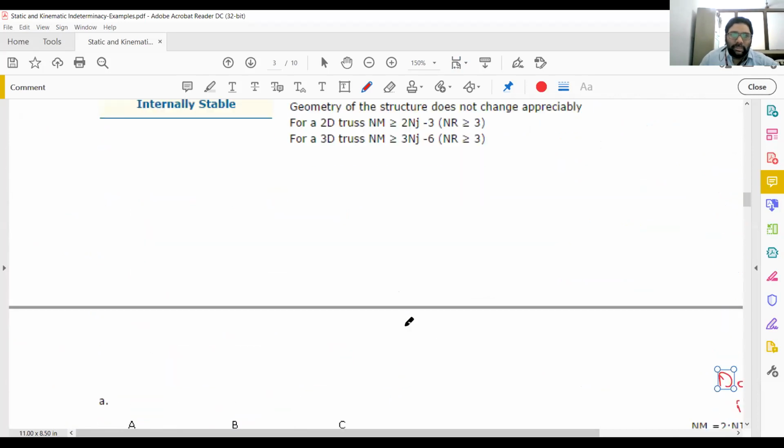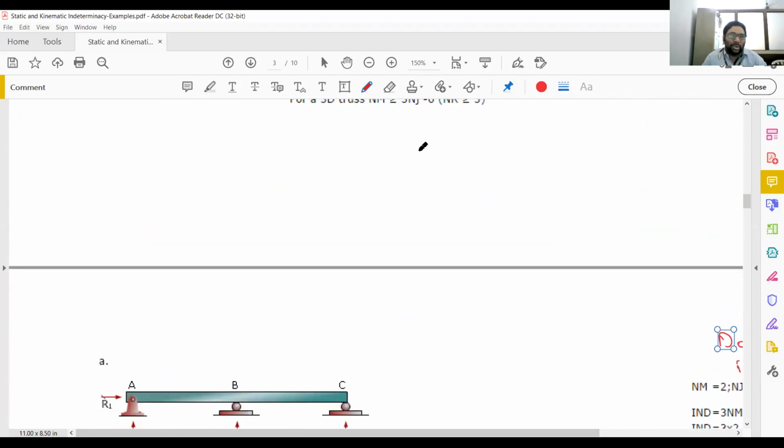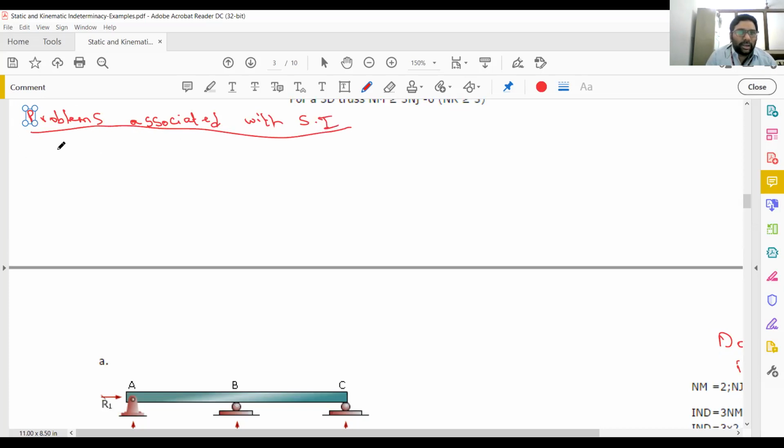In simple terms, let me start with simple problems. All of you be ready for answering the questions that I'm going to ask with respect to determinacy. If you want, you can write it in the notes also. Now, statically determinate structure problems, problems associated with static indeterminacy.